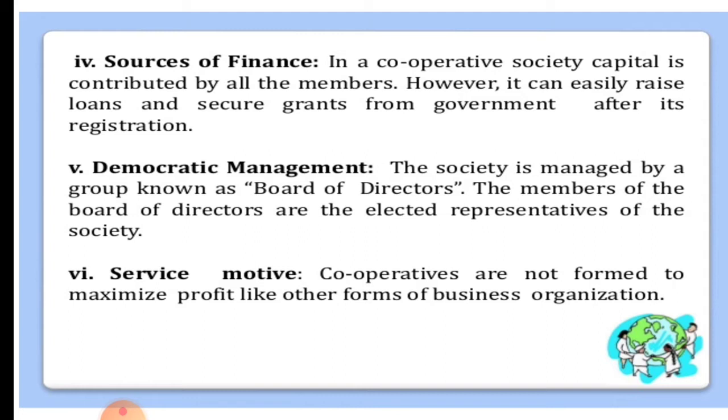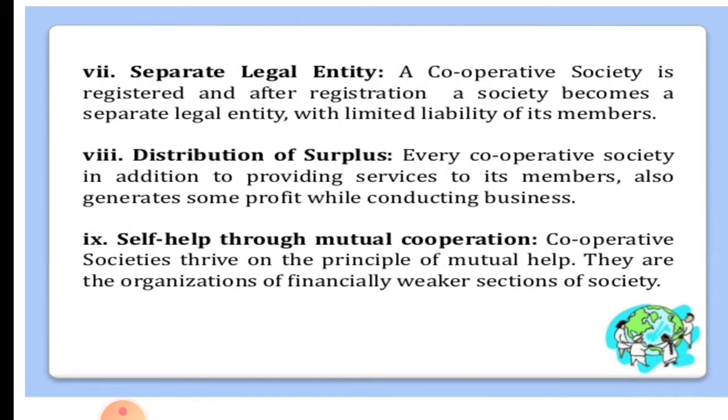Service motive. Already we have seen in the definition itself, the cooperative society is formed only to do service and mutual help to its members and to the society. Cooperatives are not formed to maximize profit like other forms of business organization. So, separate legal entity. A cooperative society, when it is registered under the Cooperative Societies Act, it becomes a separate legal entity with limited liability of its members.